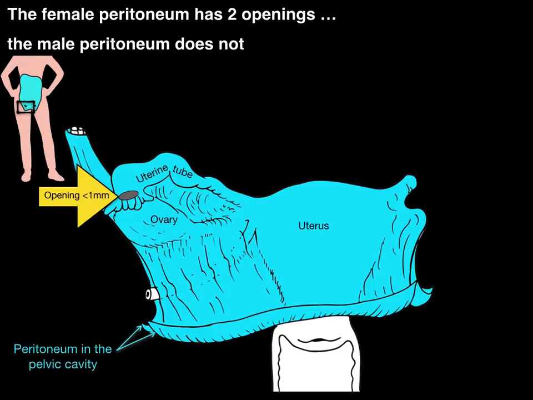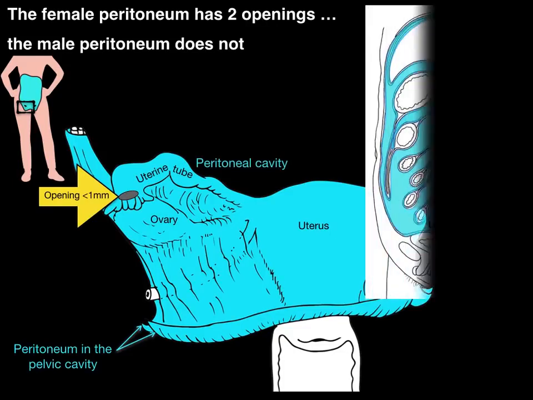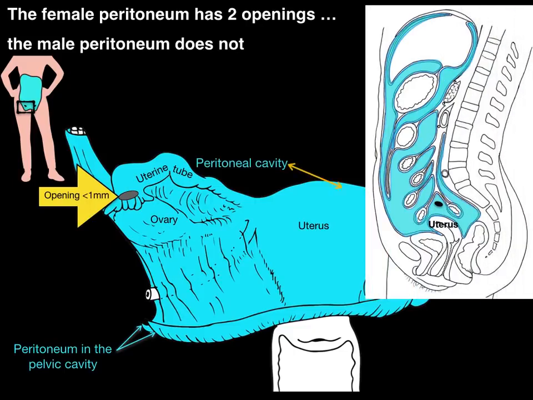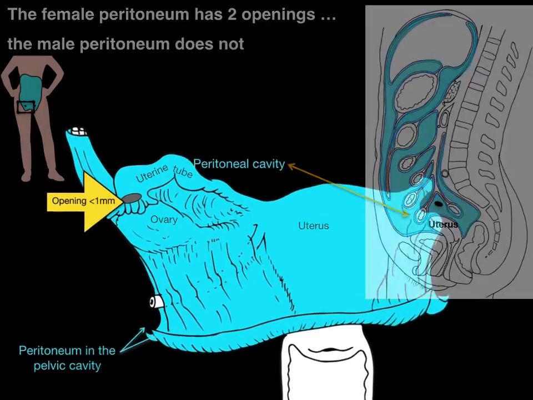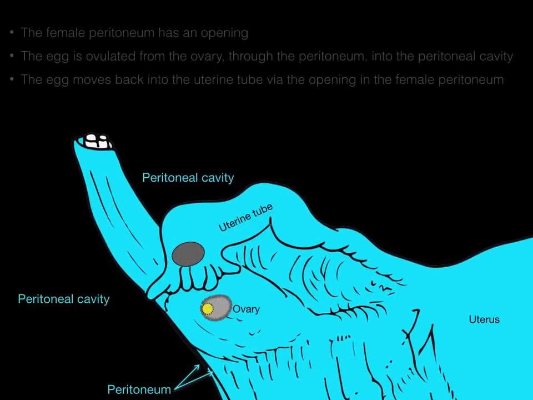And there's a uterine tube, ovary, and uterus to help give some orientation. And there's our peritoneal cavity. Now in this sagittal section, it's that same space, showing that peritoneal cavity lining. And so if we now go into here, the female peritoneum has an opening on either side, and there it is. Now the purpose is for the following.